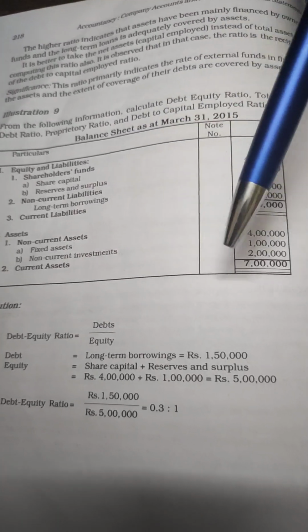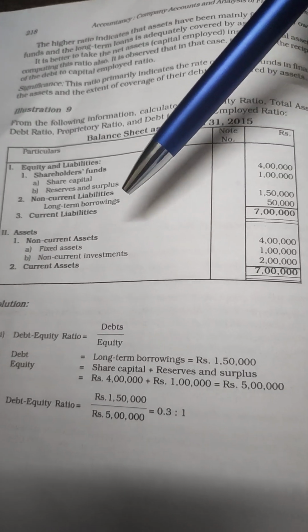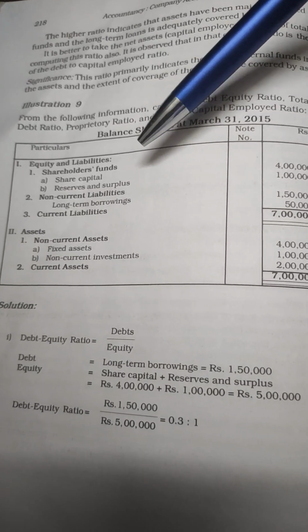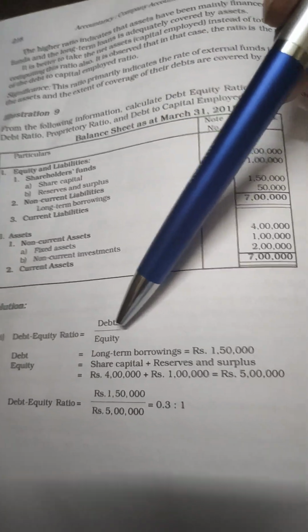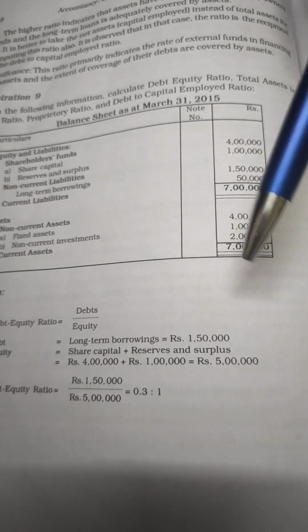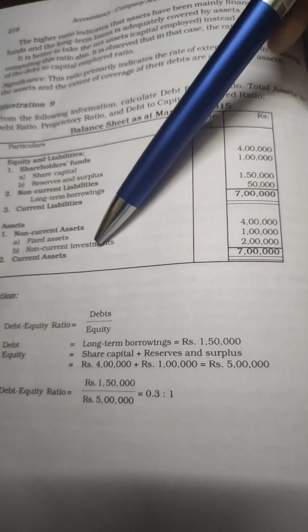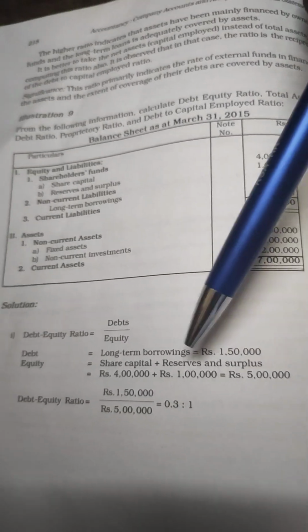Then we have to calculate equity. Equity is also known as shareholders funds. What are the equities given here? Share capital and reserves and surplus. So equity consists of share capital plus reserves and surplus. The amount we have written is 4 lakh plus 1 lakh. The total amount we can get is 5 lakhs.